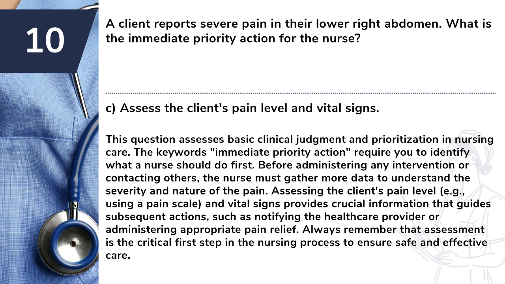This question assesses basic clinical judgment and prioritization in nursing care. The keywords immediate priority action require you to identify what a nurse should do first. Before administering any intervention or contacting others, the nurse must gather more data to understand the severity and nature of the pain. Assessing the client's pain level, e.g., using a pain scale, and vital signs provides crucial information that guides subsequent actions, such as notifying the healthcare provider or administering appropriate pain relief. Always remember that assessment is the critical first step in the nursing process to ensure safe and effective care.